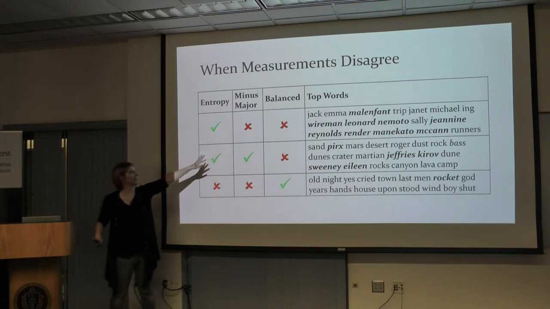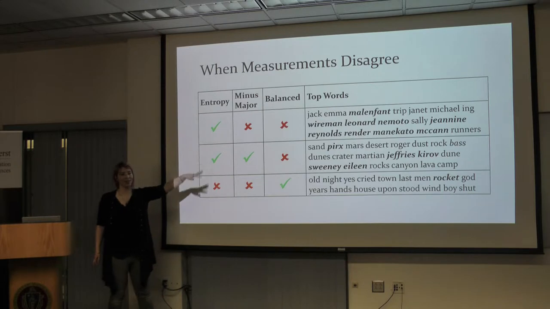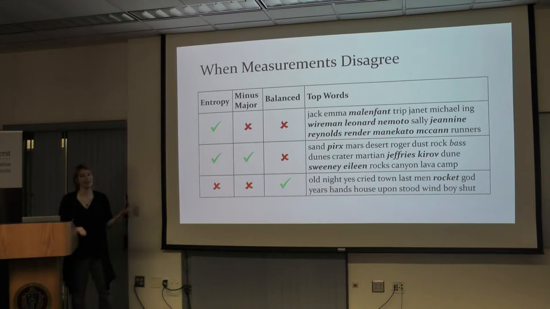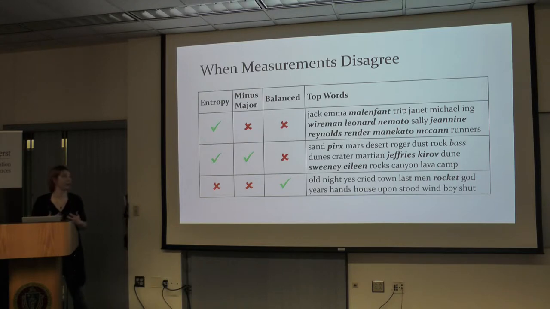And so we have this case where the minus major and balanced metrics both hint that these are not reasonable discourses happening here. One, if we remove the major author, the word distribution has shifted dramatically, probably because a couple of these character names are very author specific. And secondly, if we rebalance, none of these names remain, so the words that any author is contributing are very different.